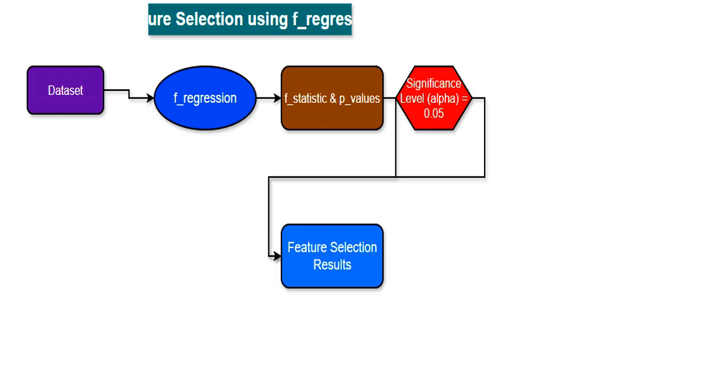This array shows the p-value for each feature. The p-value tells me the probability that I would see this f-statistic if there were no real relationship between the feature and the target. A low p-value, typically below 0.05, means the relationship is likely real.